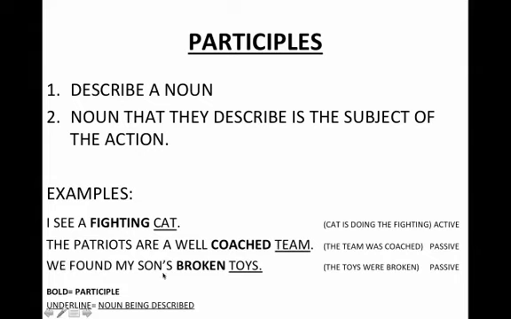We found my son's broken toys. Broken is the participle describing toys. Toys are what were broken. Again, another passive participle. You can notice the noun being described is always underlined. I've bolded the participles here.